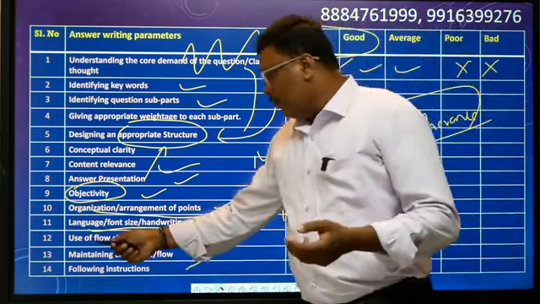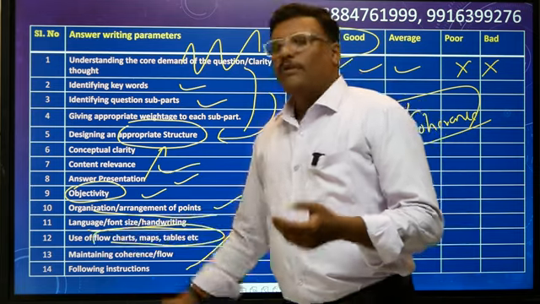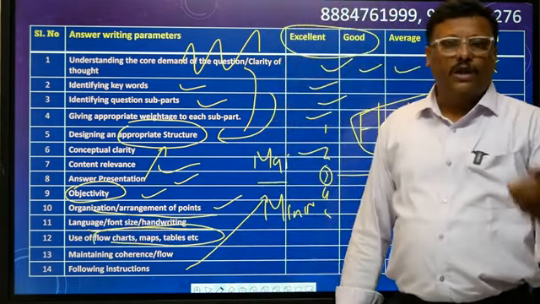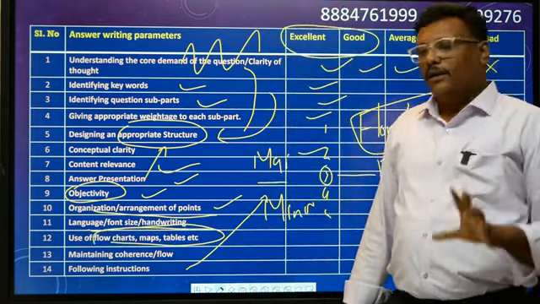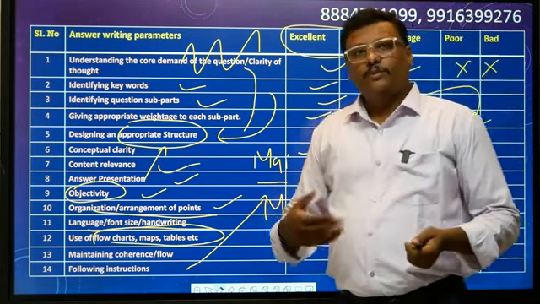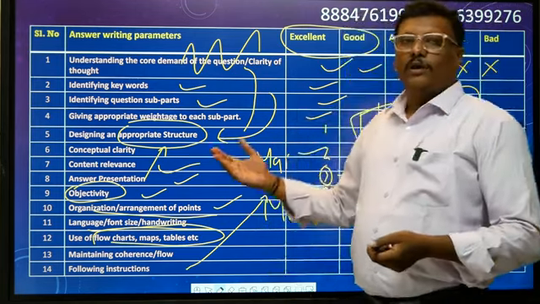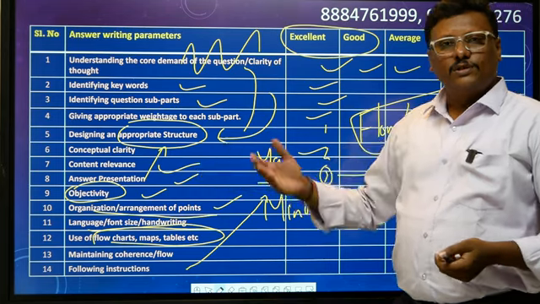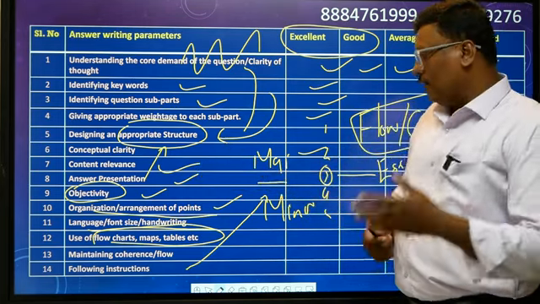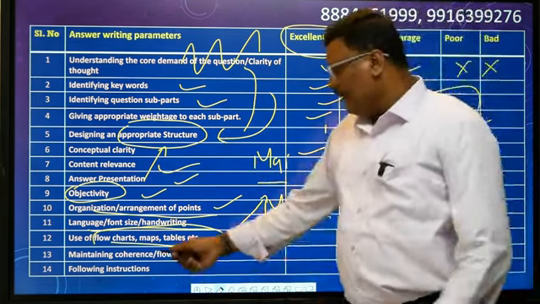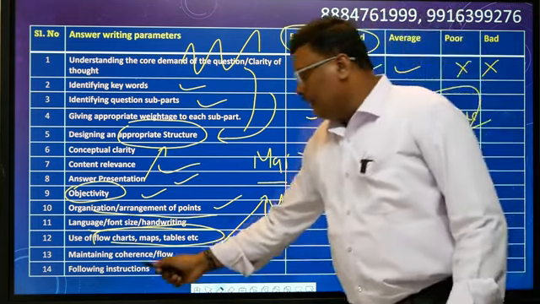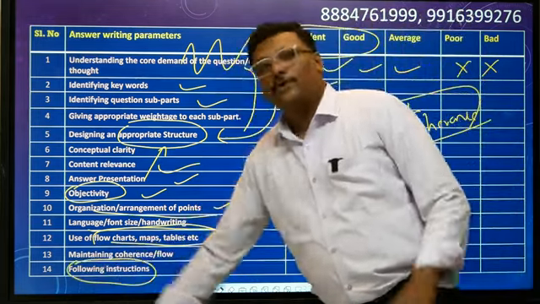And if possible, use flowcharts, maps or tables. When it comes to geography, mapping is a must. You have to draw maps and present them. When it comes to any data or statistics, try to provide a flowchart, a bar chart or a pie chart that will really support your arguments. Next, maintaining coherence and flow, we already discussed, and ultimately following whatever instructions are given by UPSC or KPSC.